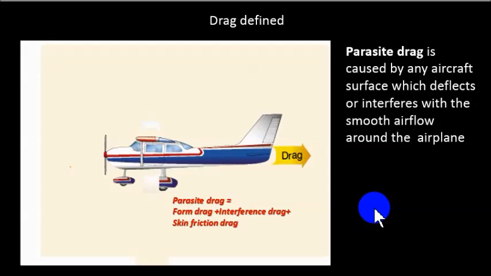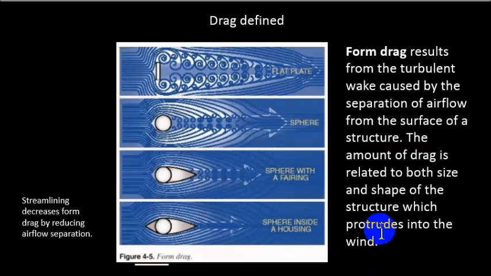Parasite drag is caused by any surface which deflects or interferes with the smooth airflow around the airplane. The landing gear here, for instance, they're messing with the smooth airflow. Now, parasite drag is actually broken down into 3, so it even goes deeper. We have form drag, interference drag, and skin friction drag, and we're going to discuss those.